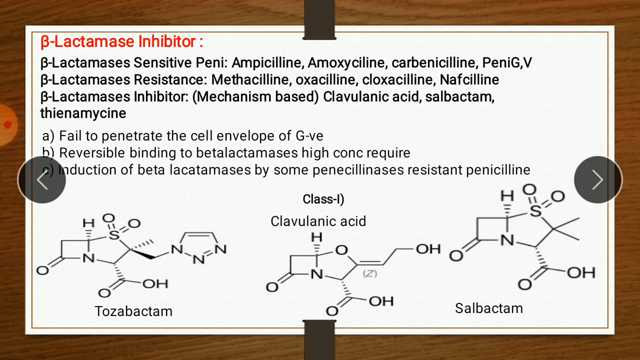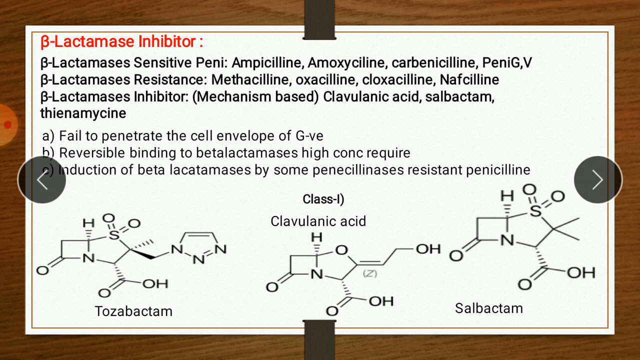So for this topic, we divide the penicillin into 3 classes. First, beta-lactamase sensitive penicillin. These are the penicillins which do not work in the presence of beta-lactamase enzyme. In other words, they are called beta-lactamase sensitive penicillin. Examples in this category are ampicillin, amoxicillin, carbenicillin, penicillin G and penicillin V.